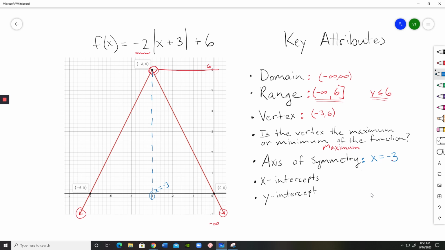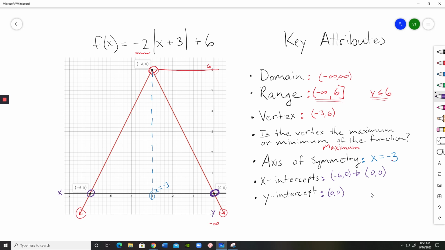And then we just have to answer the x-intercepts and y-intercepts. And so over here on the left we have an x-intercept, and right here we have an x-intercept because that's where they're crossing the x-axis. So our x-intercepts are at (-6, 0) and (0, 0). And then our y-intercept, if we're looking to see where it crosses the y-axis, we actually see that in this graph it's the same as one of our x-intercepts. And so the y-intercept is also (0, 0).